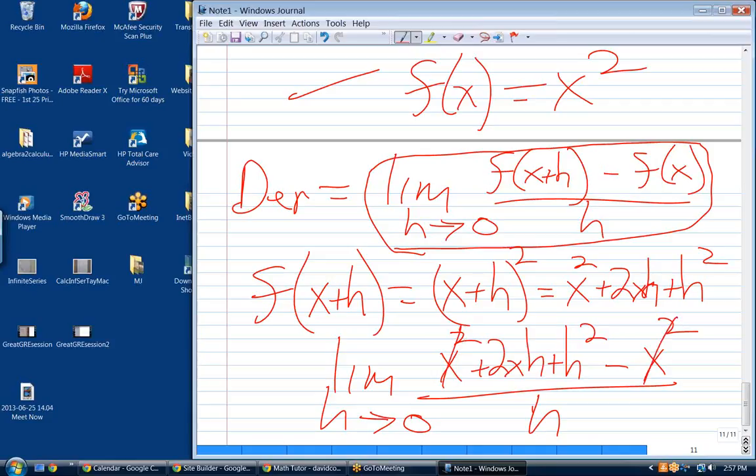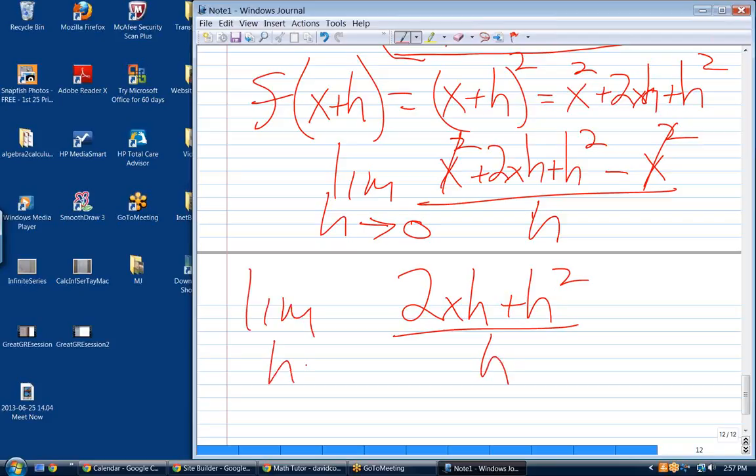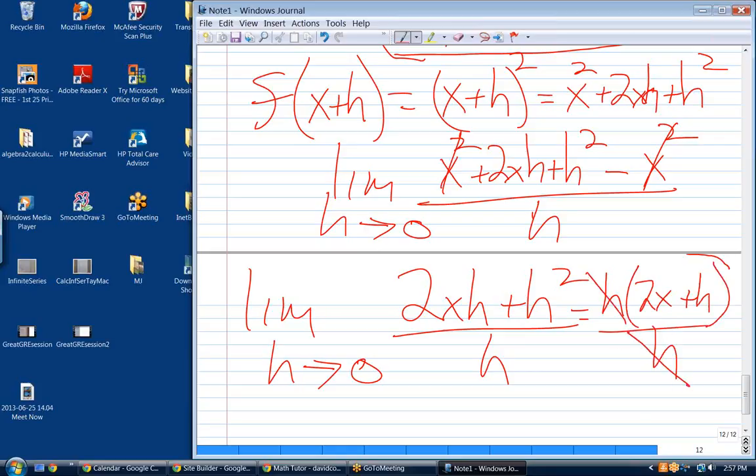And notice what I'm left with. I'm left with 2xh plus h squared all over h, and I'm going to calculate the limit of that as h goes to 0. Well, I can factor out an h from the top, leaving 2x plus h all over h. This h then cancels with that, and when I evaluate that as h goes to 0, I get 2x, which was what I would have gotten using the power rule a whole lot quicker.